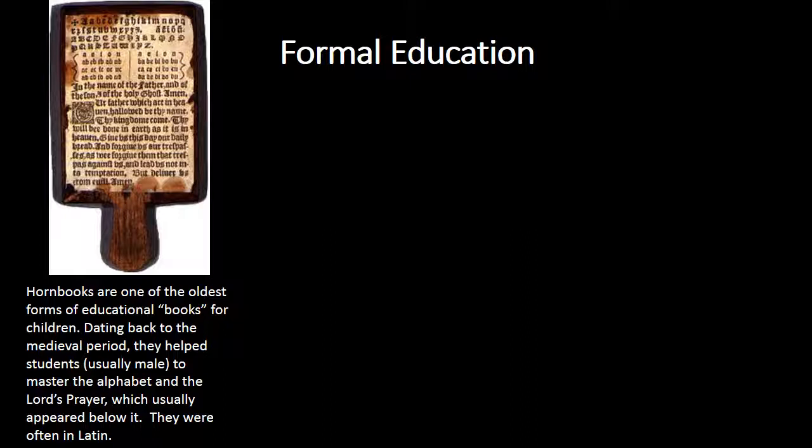Let's begin by examining formal education. Hornbooks are one of the earliest forms of children's literature. They were on slates or wooden plaques, kind of like the one that you see here, and they date back to the medieval period. They helped students, usually male students because of the time period, to master the alphabet and the Lord's Prayer, which you'll see is listed down there below. Oftentimes, these hornbooks were in Latin because students in the medieval period were taught Latin and Greek as well.